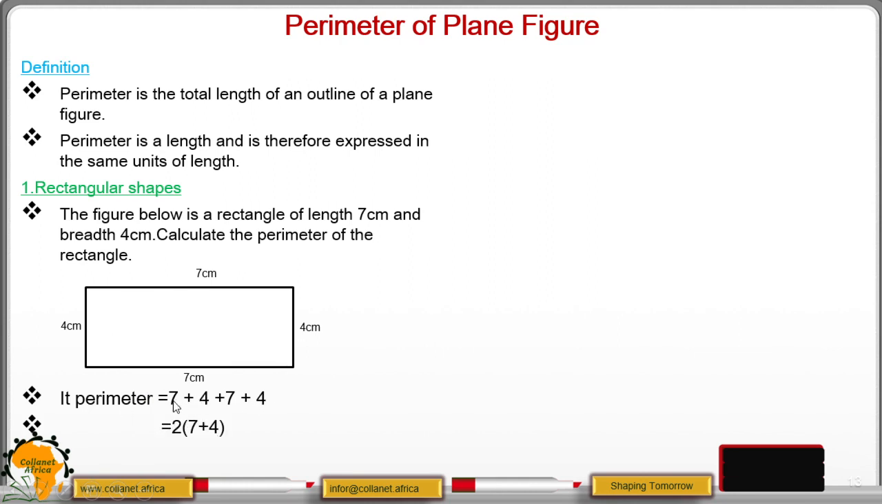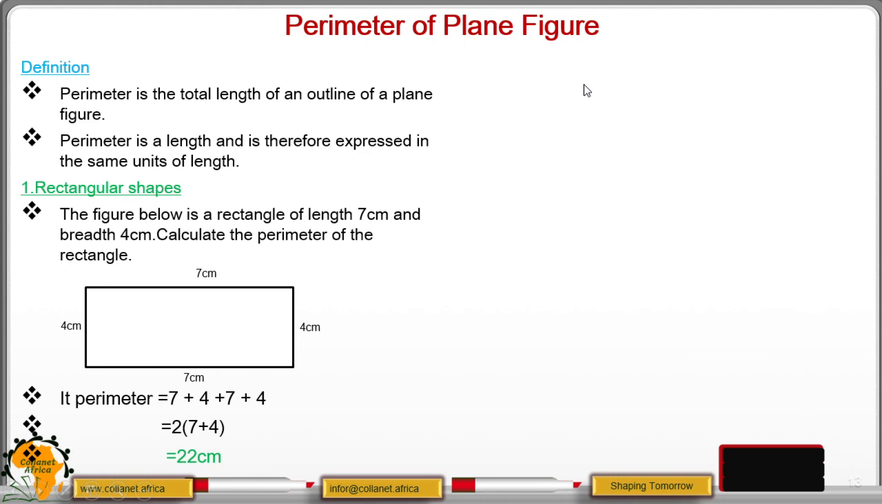And if you look at the 7 plus 4, they are appearing twice. So it is the same as writing 2 multiplied by the bracket 7 plus 4. And by so doing, you get 7 plus 4, then multiplied by 2, you get that it is 22 centimeters. So the perimeter of this figure is 22 centimeters.